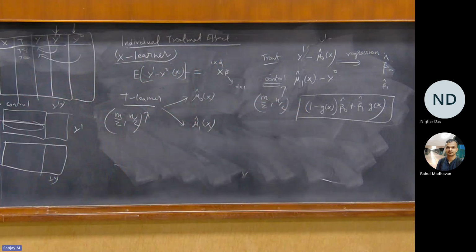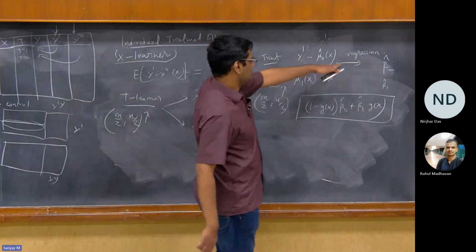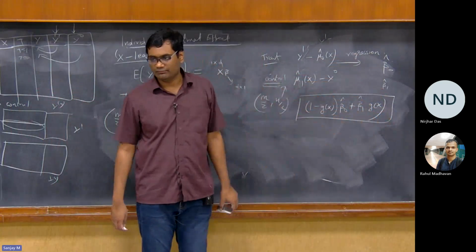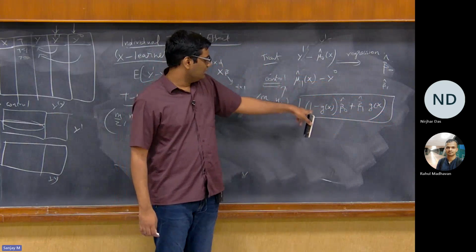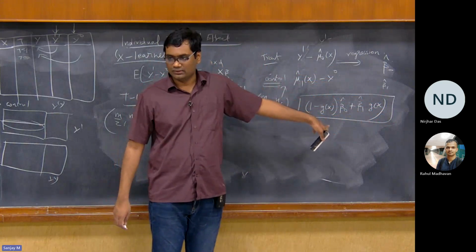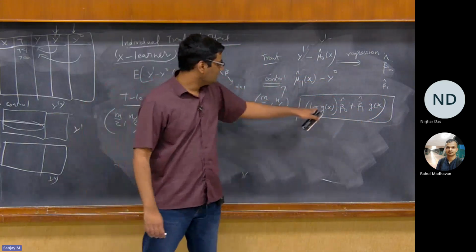I don't use S-learner for the second. You can use S-learner for the second part. It doesn't affect you in any way. But this has some interesting properties, so I'll come to that. What is G? G is any mixture.